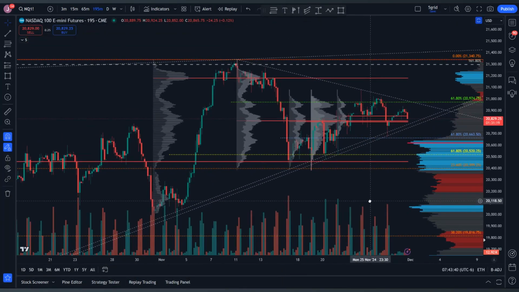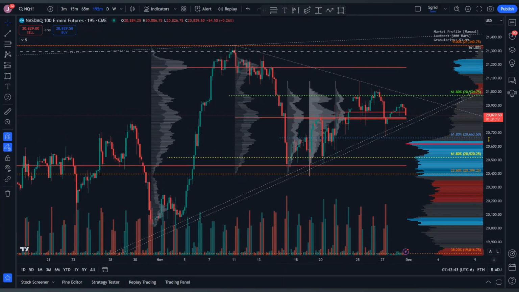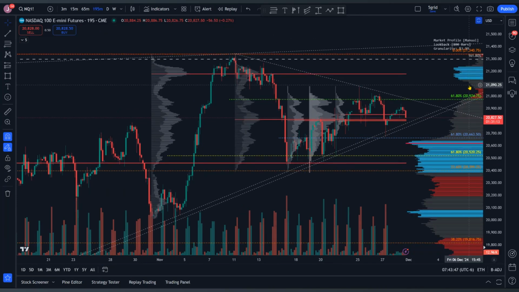If we want to, we can go down into a 195-minute chart as well. And we see a similar idea here, whereas our nodes have changed their location because of the change in time frame to 195. So basically it halves the amount of time that it's looking for. But ultimately you still see that in between the 23.6 there at 20,400 and the shorter term 61.8 up here at 20,664, this high volume node remains in that area.